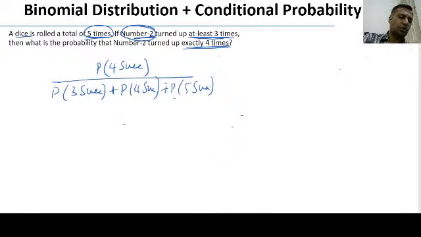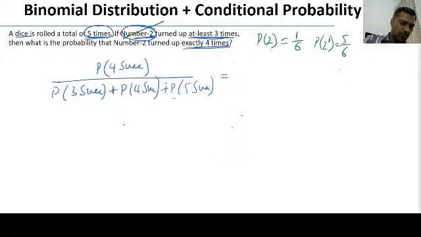So this is what you are going to write. Probability of 4 successes. What is the probability of getting number 2 as the outcome when you roll a dice? That's 1 by 6. Very good. Therefore, what is the probability of not getting number 2? That is 5 by 6. Perfect.